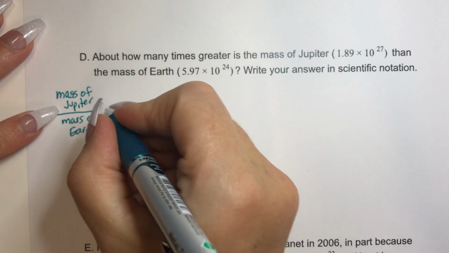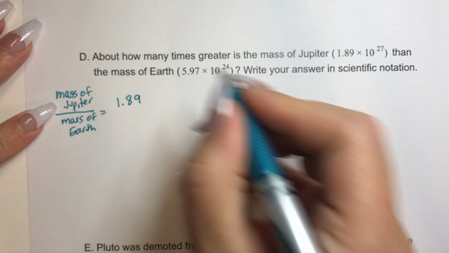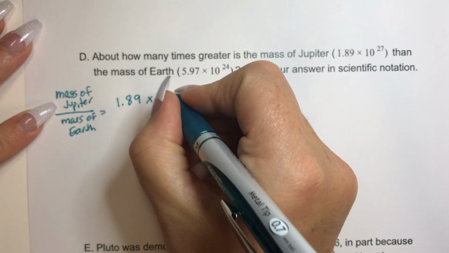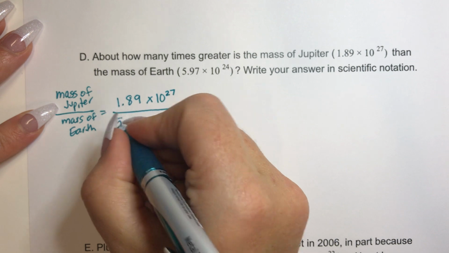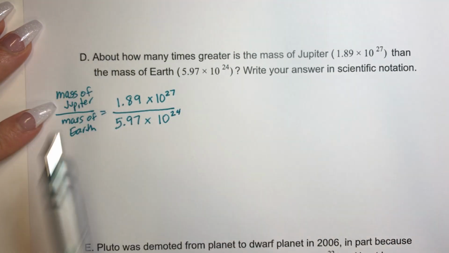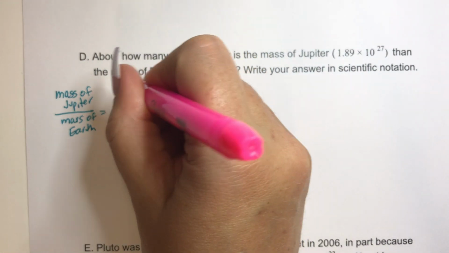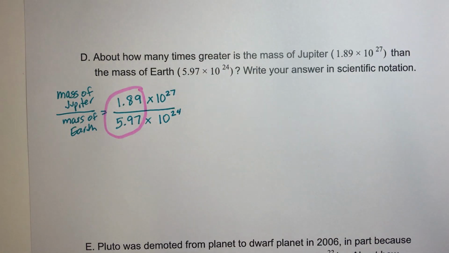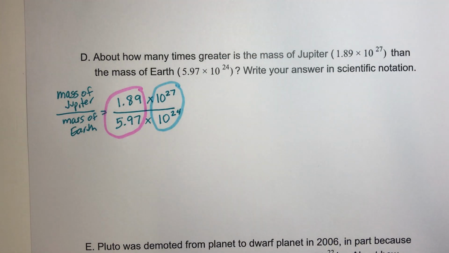Okay, so what is the mass of Jupiter? Well, the mass of Jupiter is 1.89 times 10 to the 27th power, divided by the mass of Earth, which is 5.97 times 10 to the 24th power, right? And we're going to do this in 2 steps. So we're going to do this portion first, followed by this portion here. Okay. So I'm going to go over here to the side.